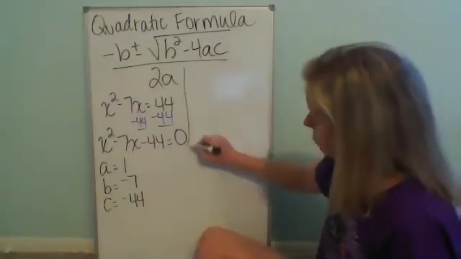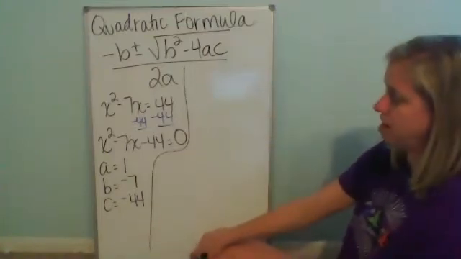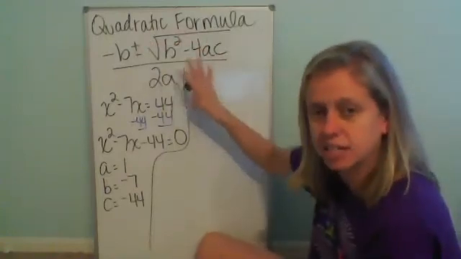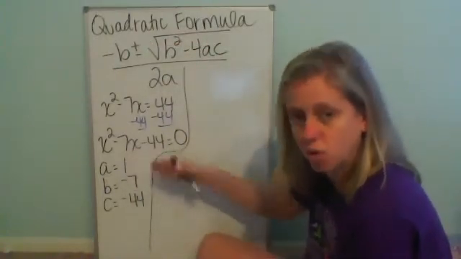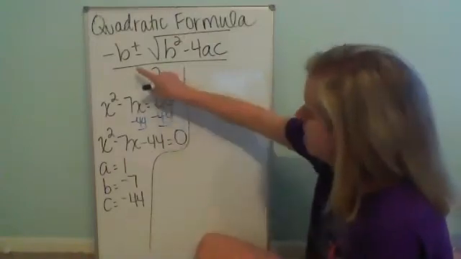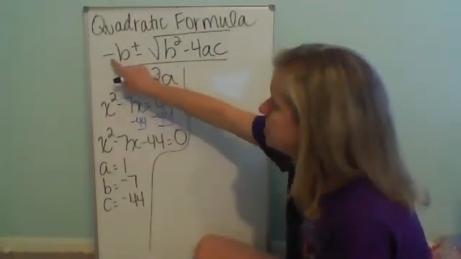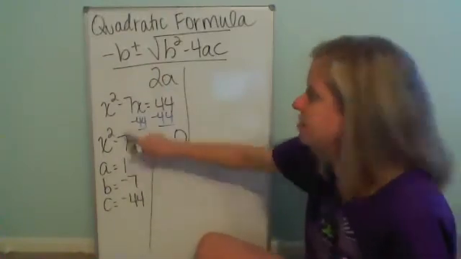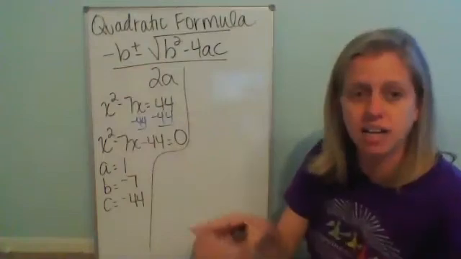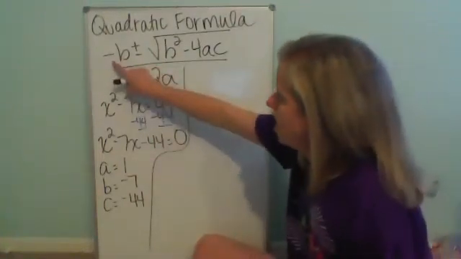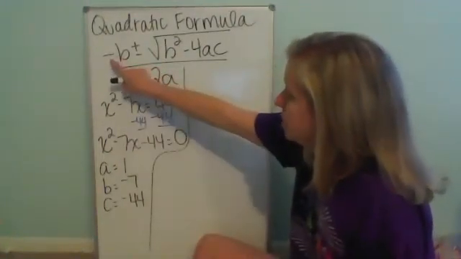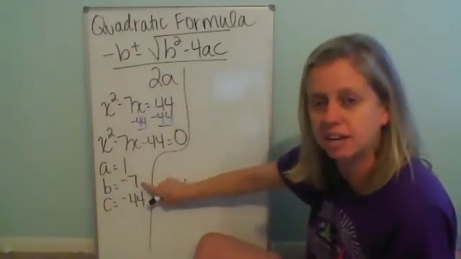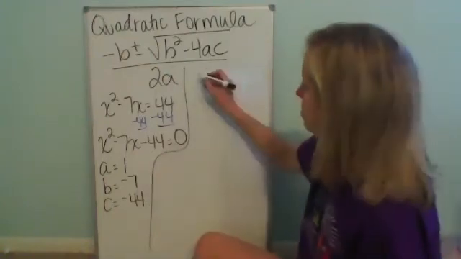Now, after you find your A, B, and C, you're going to replace the A's, B's, and C's in this formula with the numbers that correspond to them. So the first thing I'm going to need is the opposite of B. See why I'm saying opposite? Because when you see that B is -7 and this is -B, it can be kind of confusing. So the first thing I want to plug in is the opposite of B. What would be the opposite of this -7? +7.